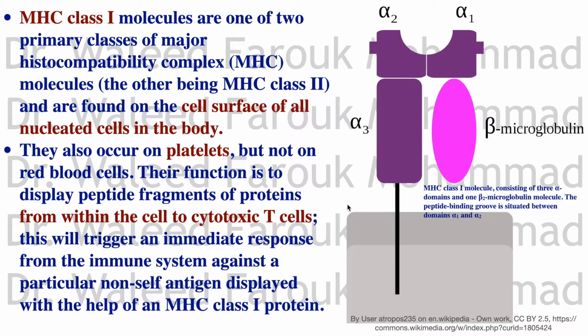Now, I thought it's better to give a hint about the major histocompatibility, class 1 and 2. There are molecules on the cell surface of all nucleated cells in the body. This is major histocompatibility class 1. Class 1 is made of 4 domains, 3 alpha domains and 1 beta domain. And the site for binding the peptide is between alpha 1 and alpha 2, as you can see here.